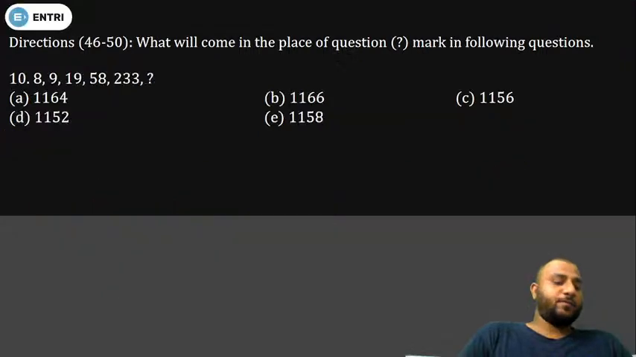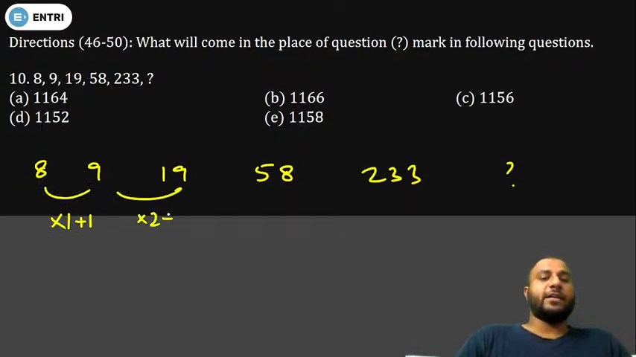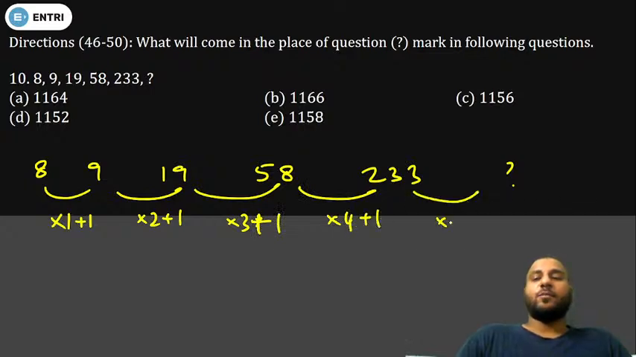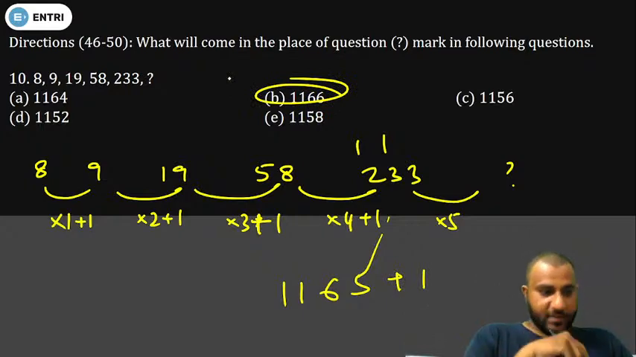Yes, very good. Next one. 8, 9, 19, 58, 233. Certainly something is multiplying. 8 ones are 8 plus 1. 9 twos are 18 plus 1. 19 threes are 57 plus 1. 58 fours are 232 plus 1. So 5s are 1165 plus 1, 1166. Option B is the correct one.